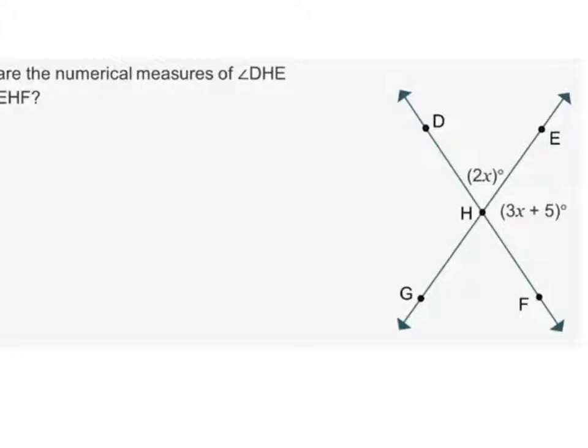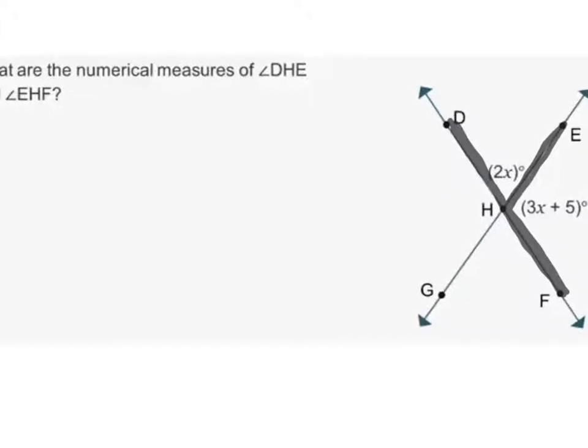What I know is that angle DHE and EHF form a straight line. I keep doing this same thing. You don't have to always do that, but just run your pencil over and look at what they create. If they create a line right here, then you know that these two add up to 180. So I'm going to set up an equation: 2x plus 3x plus 5, if I add those together, I'm going to get 180 degrees.